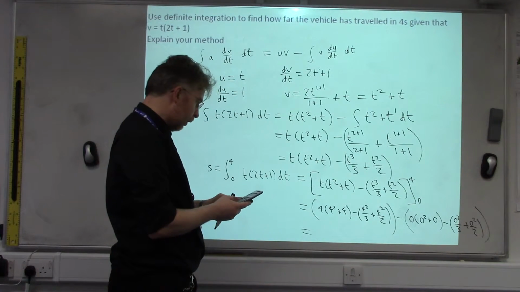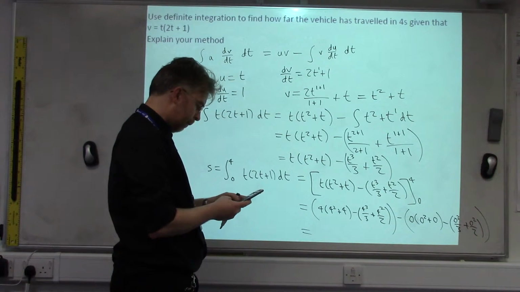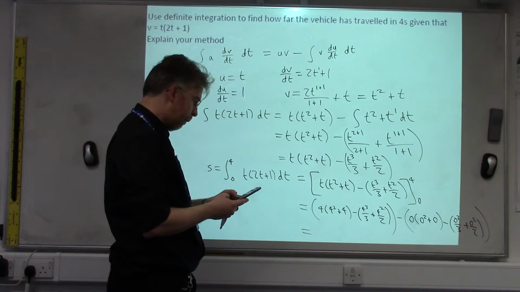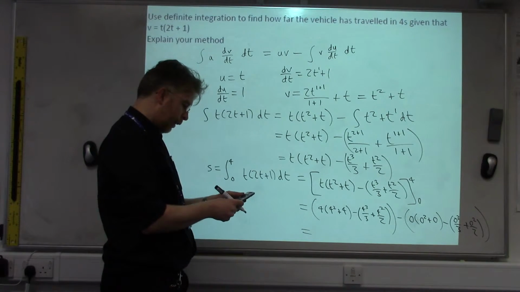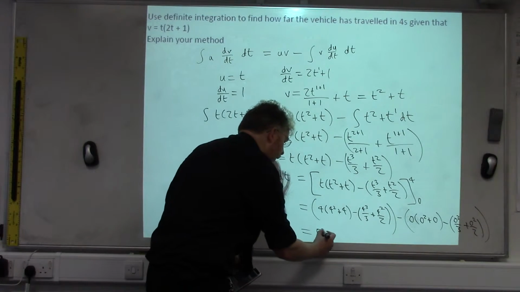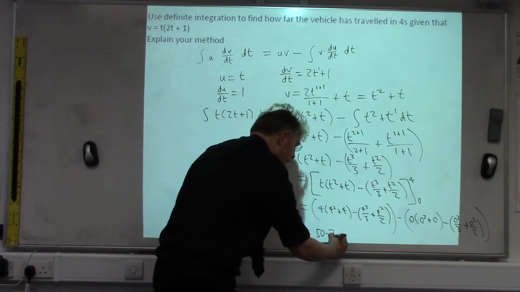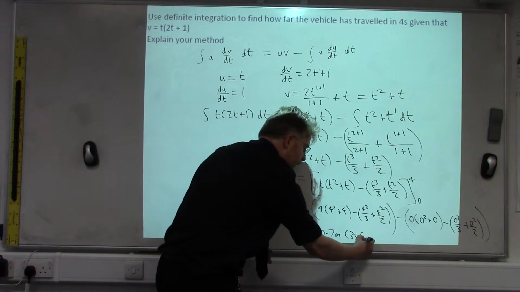So 4 times (4 squared plus 4), minus open bracket, 4 cubed over 3, plus 4 squared over 2, close bracket, equals. And to 3 significant figures we get 50.7 metres to 3 significant figures.